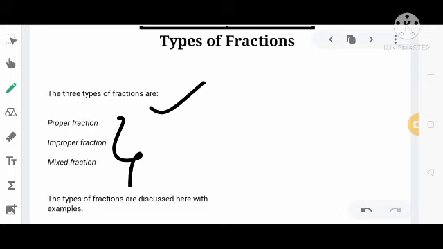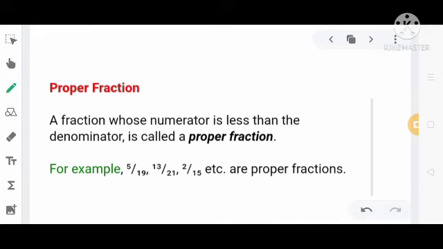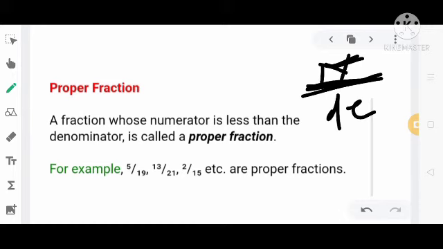First we understand about the proper fraction. What is a proper fraction? A proper fraction means a fraction whose numerator is less than the denominator. It means the upper part of this separating line will be less than the lower part of this line. Here is the numerator, below is the denominator. Then the numerator will be less than the denominator.